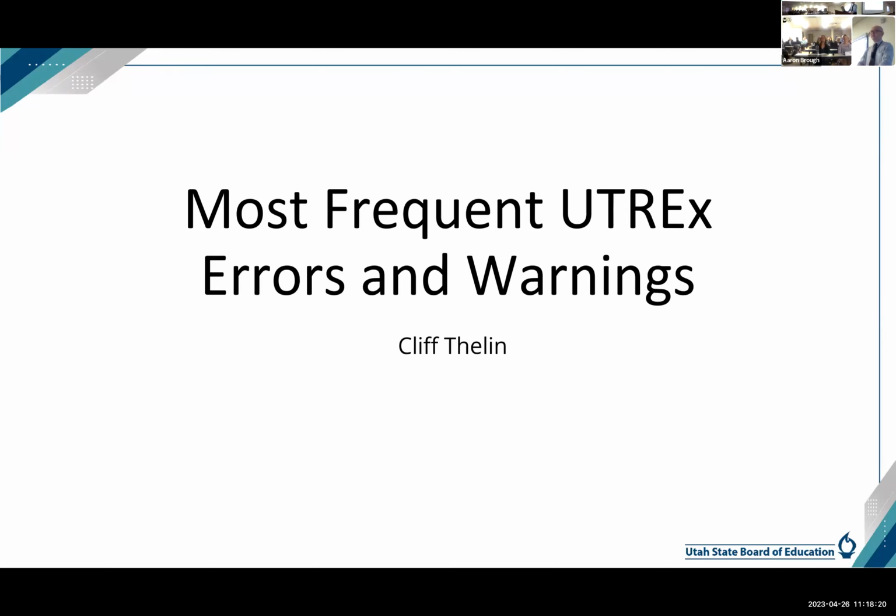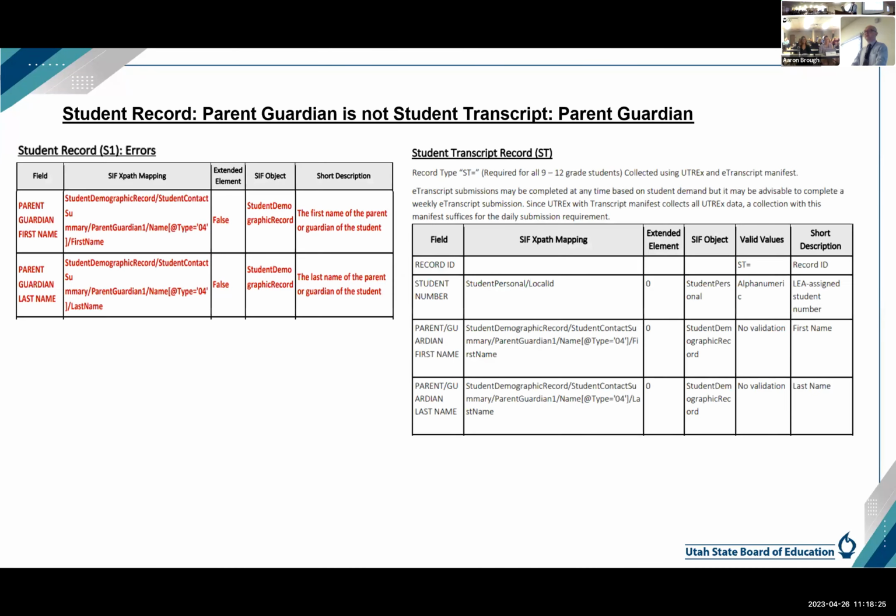Okay. So the most frequent Utrex errors and warnings, I'd like to touch a little bit on some of the changes which have happened, things which have confused people and that we're still getting a very high number of warnings about. And this one is the parent guardian. Parent guardian is a little bit tricky. I know there's a whole lot of texture on the screen, so I'm going to try to explain the difference between the two sides. This first side in red is what's new, and that's on our S1, our student record. So we're looking to get the parent guardian for every student in Utah.